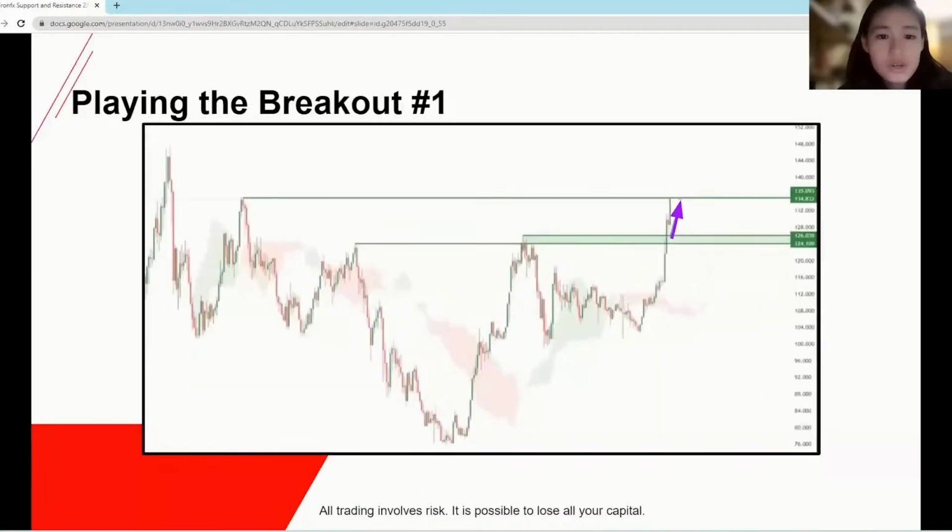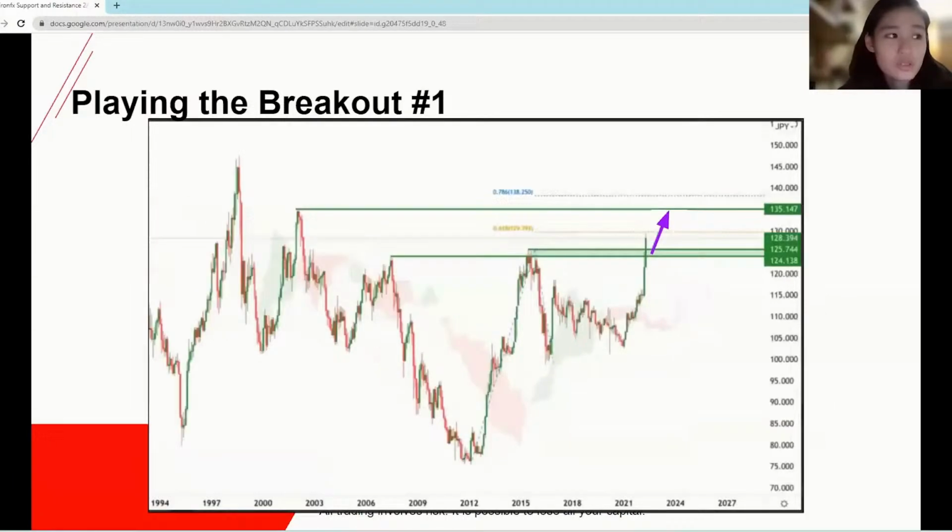Okay, so this is what has happened. Price has moved above the 61.8% Fibonacci projection level and has risen to the next swing high resistance over here. Okay, so that's how you play a breakout, just solely from looking at the horizontal levels, and also Fibonacci levels in this case.